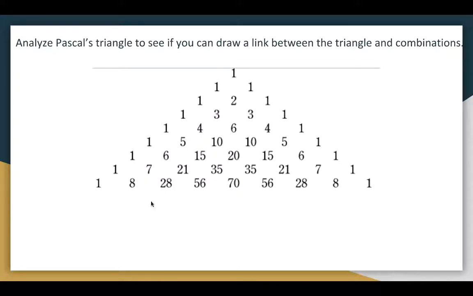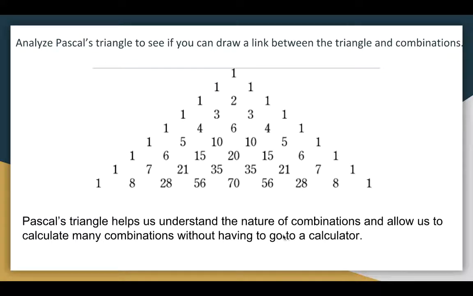If you look at Pascal's triangle, here's the 35, and take a look and see if you can find what the numbers mean and what they're doing. Pascal's triangle helps us to understand the nature of combinations, and allows us to calculate many combinations without having to go to a calculator. If you go to the 7th row, which is row 7, because this would be row 0, and you go to the 3rd number, this is number 0, 1, 2, 3. This is 7 choose 3. This is 7 choose 4, 7 choose 5, 7 choose 6, 7 choose 7, 7 choose 0, 7 choose 1, 7 choose 2.